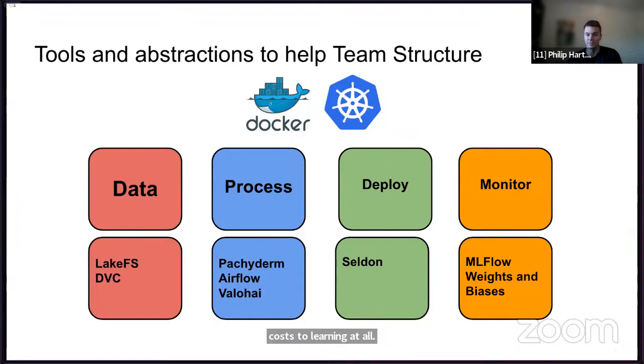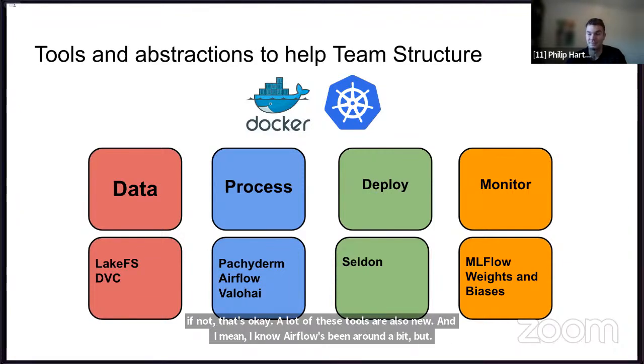Yeah. So does anyone want to talk about their experience of working with programs like these? I'm not sure. I think Chip used Weights & Biases a bit, but I'm especially interested in things like Pachyderm or Airflow and Valohai. Yeah, these things that are really meant to abstract a lot of the processes away. And if not, that's okay. A lot of these tools are also new, and I know Airflow's been around a bit, but there's just a lot of development still happening with them.